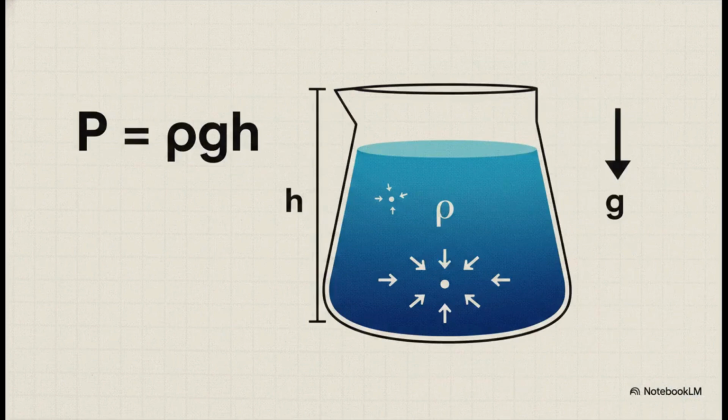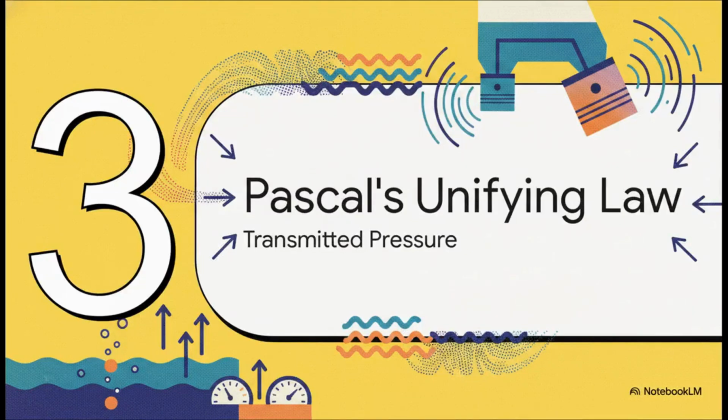And check this out, there's a really neat little formula for this. Pressure equals rho, that's the Greek letter for density, times g for gravity, times h for height, or depth. So what's the big takeaway? The density of the liquid and gravity are pretty much constant, so it's really all about h. The deeper you dive, the bigger h gets, and the pressure just keeps climbing. It's that direct. All right, section 3.